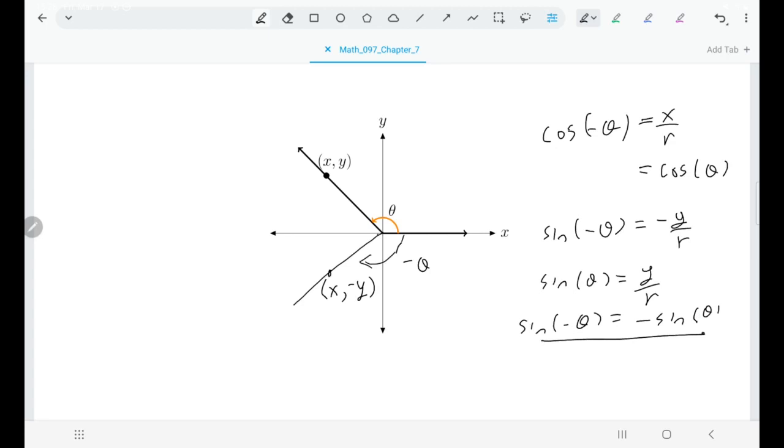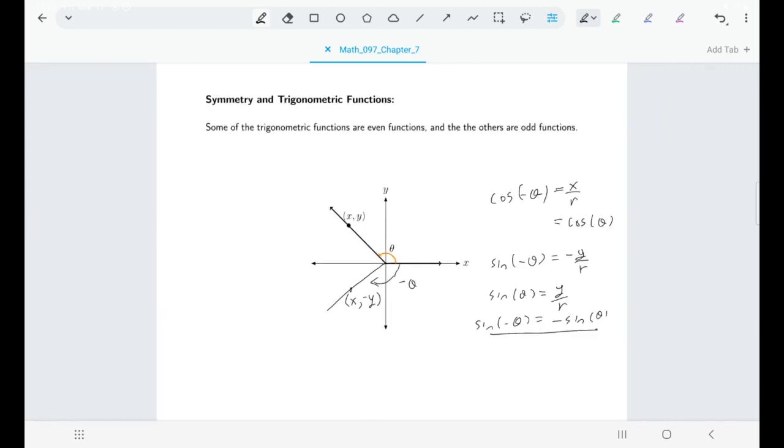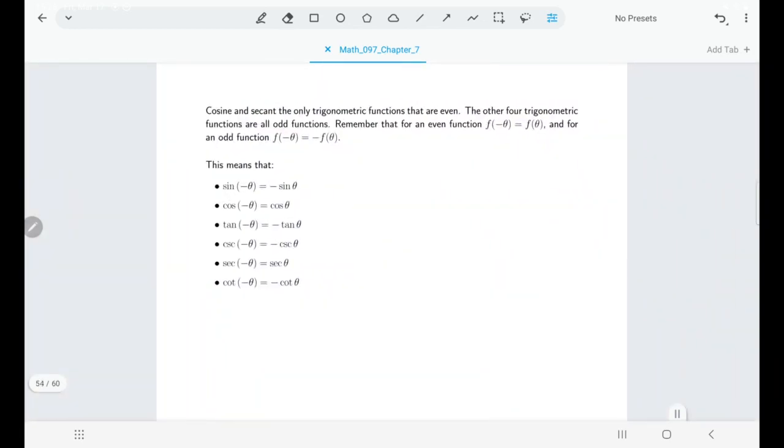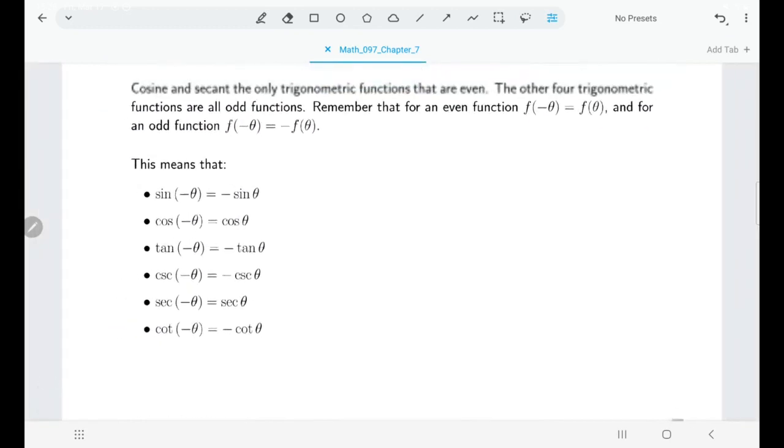So I'm not going to go and derive all of them for all 6 of the trig functions. One thing I can just point out, and this is the easier way to remember it, is that there's only 2 trig functions that happen to be even, and the rest of them all happen to be odd. So cosine happens to be an even function. Cosine of negative theta is cosine of theta. And same thing for secant. It's also an even function. Secant of negative theta is the same thing as secant of theta. But the rest of the other trig functions are all odd.